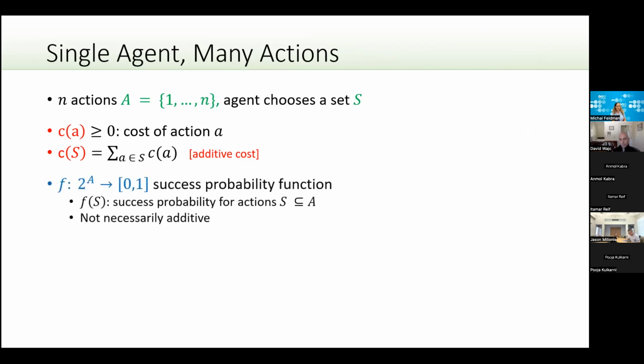Now here comes the combinatorial complexity. The combinatorial complexity is captured by the function f, the success probability function, which maps sets of actions to a success probability. So every set of actions that the agent may choose is associated with some probability of success, which we denote by f of s. So f of s is the success probability for a set of actions s. And the whole point of this work is that this f is not necessarily additive. One more thing, just like before, the principal's reward is 1 for success and 0 for failure. Okay. So if f is not additive, what is it?